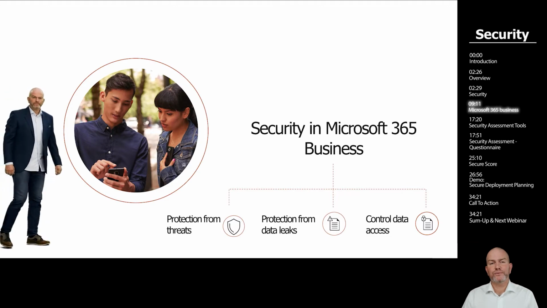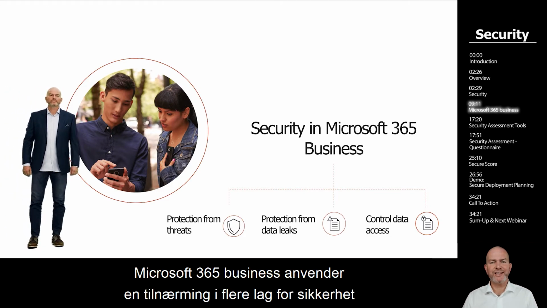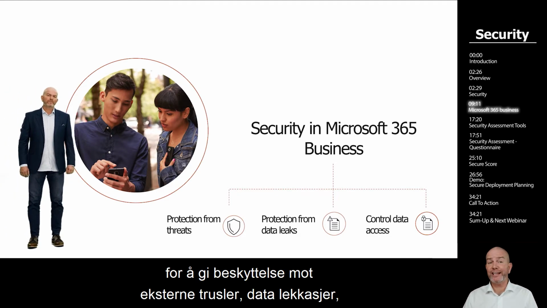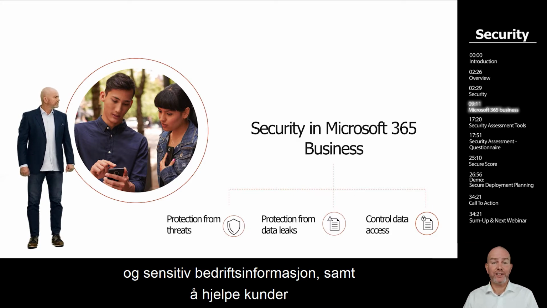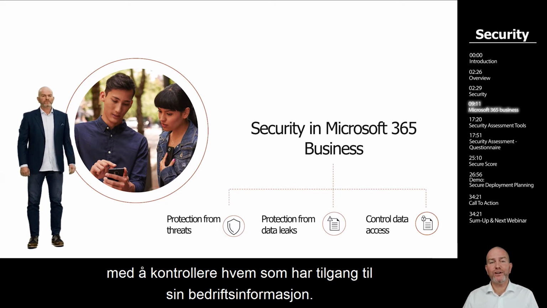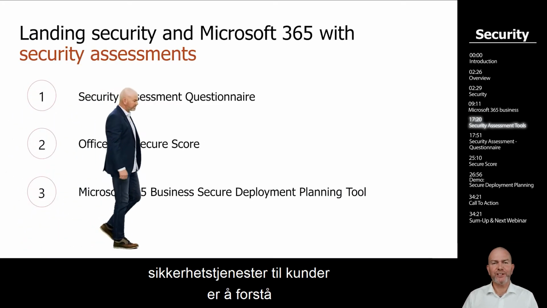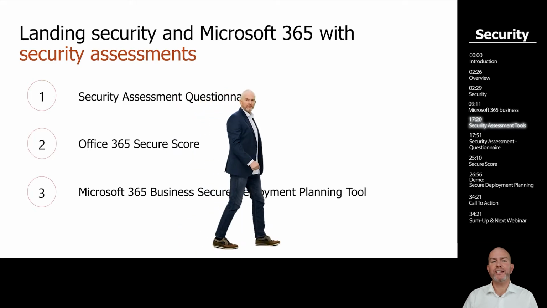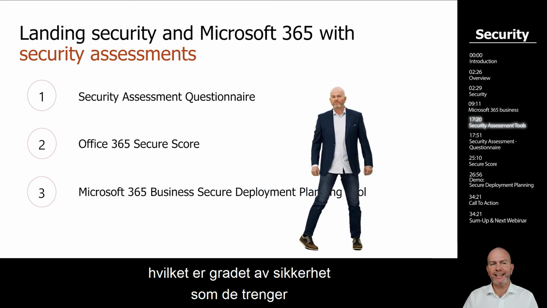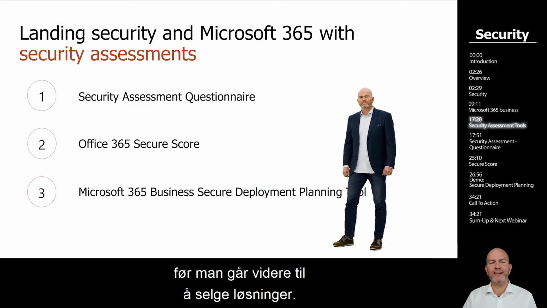So the conclusion. Microsoft 365 Business takes a layered approach to security in order to protect against external threats, data leaks of sensitive business information, and helps your customer to control who has access to their business information. One of the critical moments in selling security to SMB customers is to understand the scope of security they need before moving into selling the solutions.